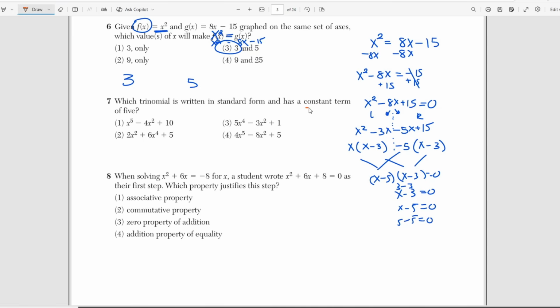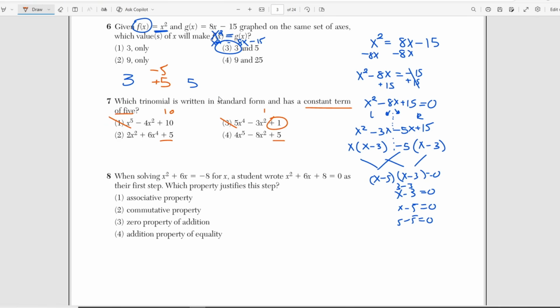Moving on to number 7, it asks which trinomial is written in standard form and has a constant term of 5. So the constant term of 5 means that you need the number 5 being added on to the end of, or subtracted from the end of, the expression. In this case, we know that choice 1 and choice 3 are wrong because their constant terms are 10 and 1. So the constant term is whatever does not have an x attached to it. So that's 1 and 10 here. So we know that 2 and 4 are in the running because their constant term is 5. They have a 5 without an x attached to it.